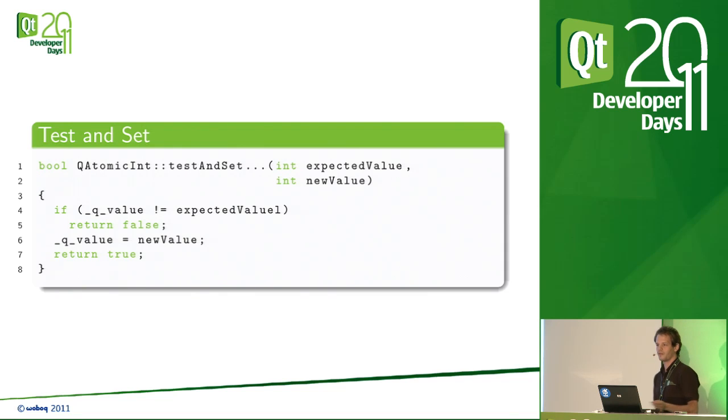It's also called compare and swap if you read the literature about it. So this will change the value to a new value only if it is an expected value. And if another thread has changed the value in the meantime, it will just return false. And else, if it's the right value, then it will return true.